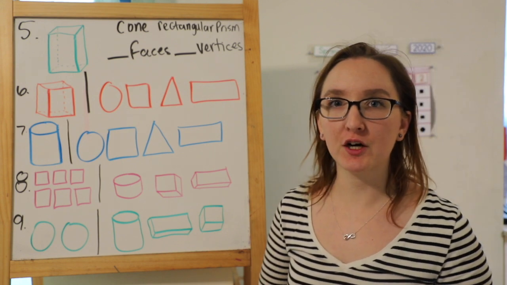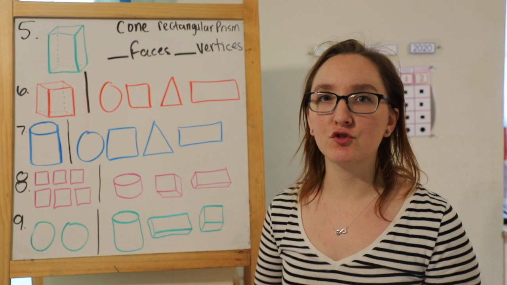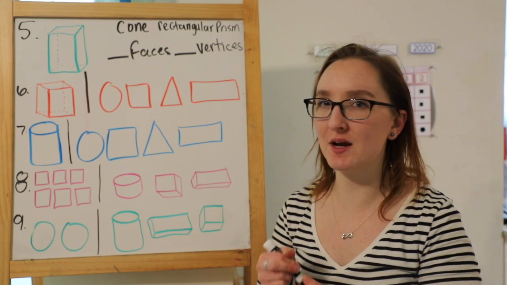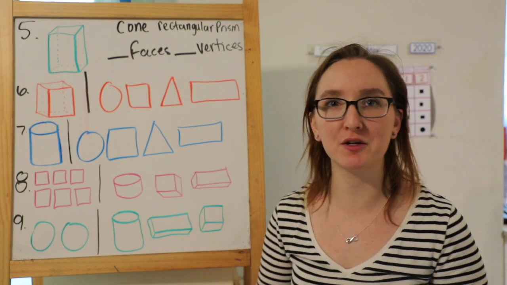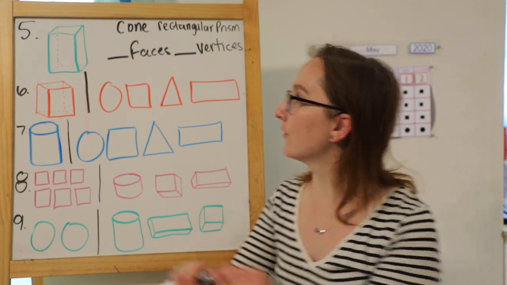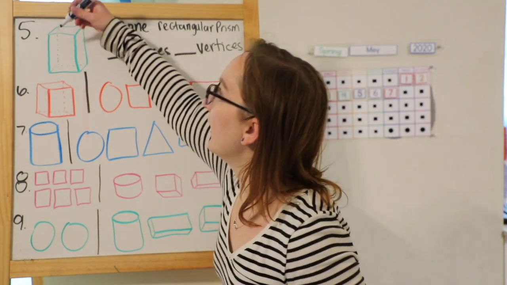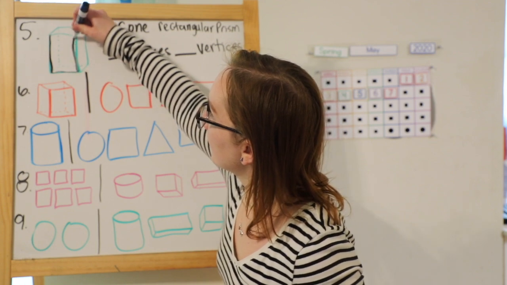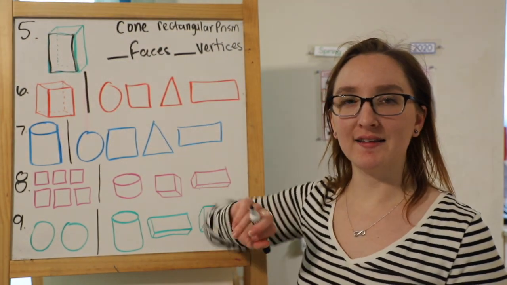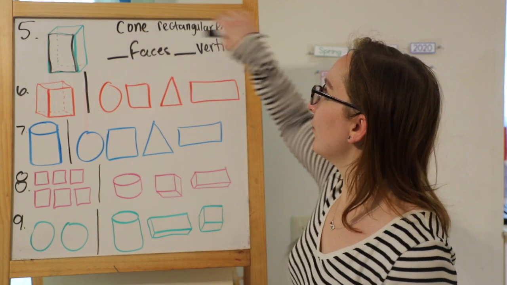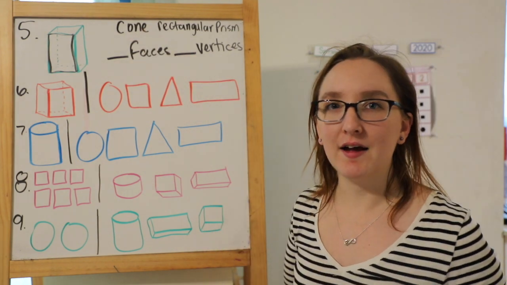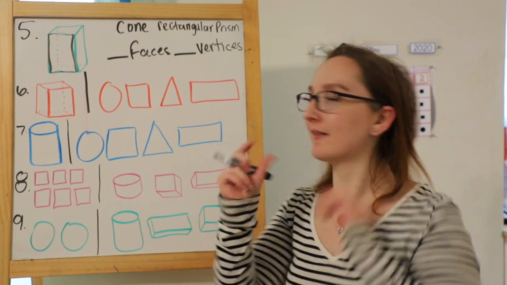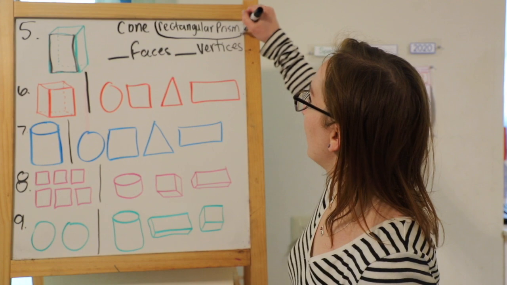To help us figure out which shape this is, we're going to trace one of the faces and see what 2-dimensional shape we see when we trace one of the faces. So I'm going to trace the front face out, just like this. And I see a rectangle there. And between cone and rectangular prism, I can tell that that's going to be a rectangular prism because our cones will have a circle face. So I'll go ahead and circle that one.